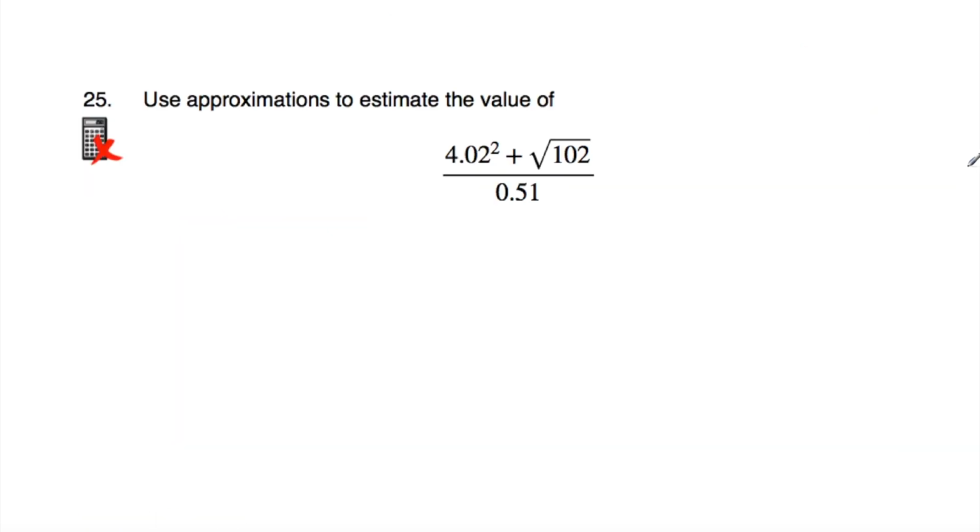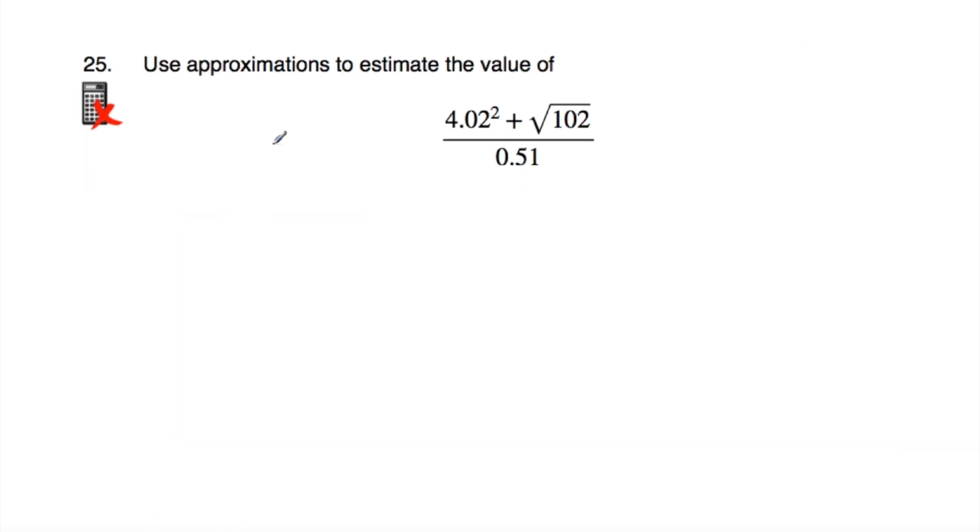Okay, let's look at our next question, question number 25. So question number 25 says, use approximations to estimate the value of 4.02 squared plus the square root of 102 all over 0.51. Okay, so let's choose some sensible numbers here. Instead of 4.02 squared, I'm going to choose 4 squared, and then plus the square root of 100, which is pretty close, and we can square root 100 quite nicely. And instead of dividing by 0.51, I'm going to round that to be 0.5. So we're going to work out 4 squared plus the square root of 100 divided by 0.5.